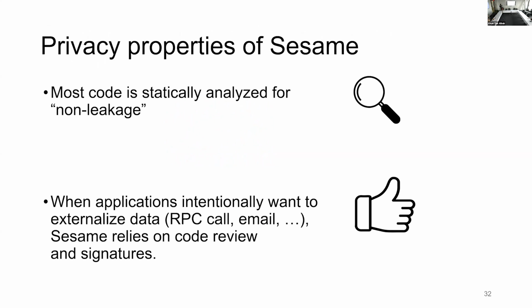But there's also, obviously, and that is very important, some escape hatches, because sometimes you need to send the data to some unprotected service, or you need to send an email. And to that effect, Sesame ends up relying on code review and signatures from trusted developers. Not the application developers, from some trusted developers, which I think is important to specify.